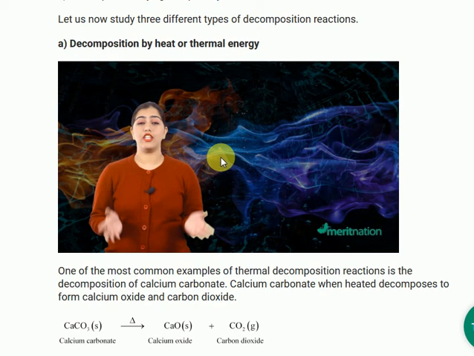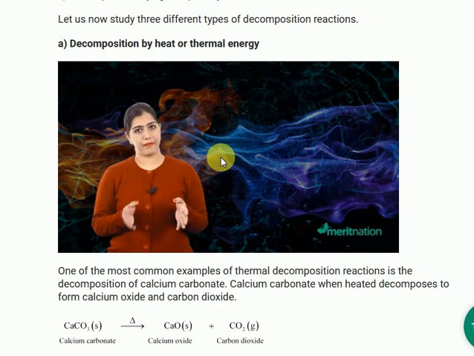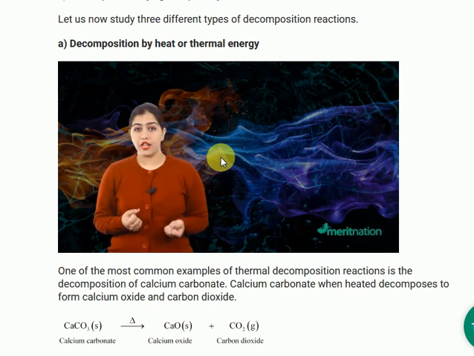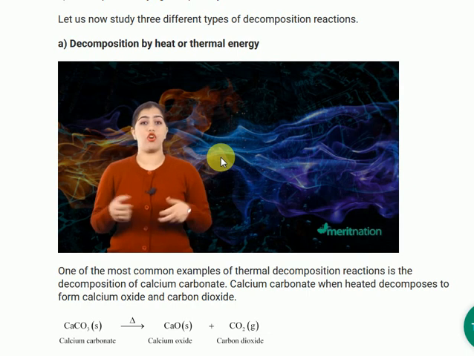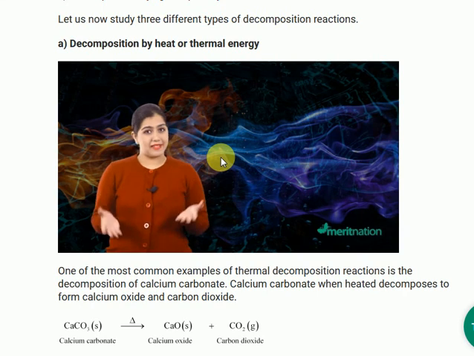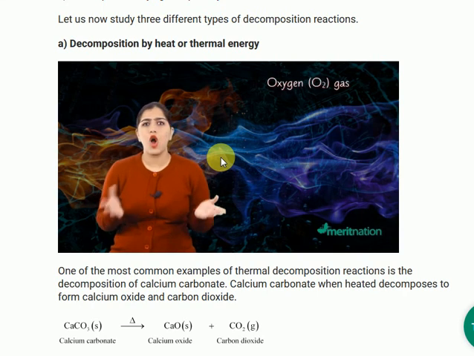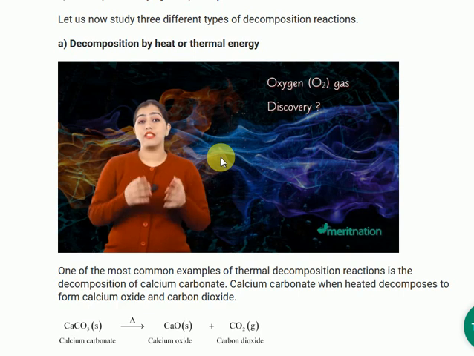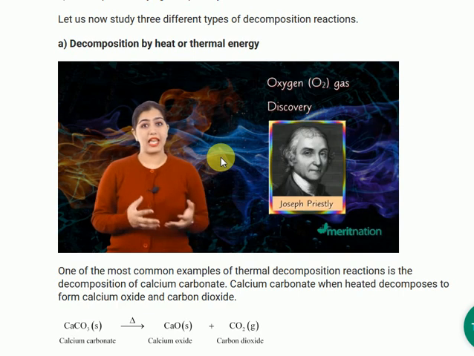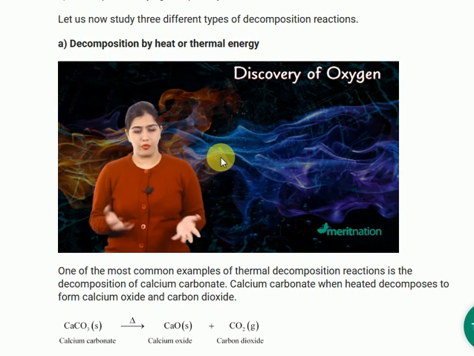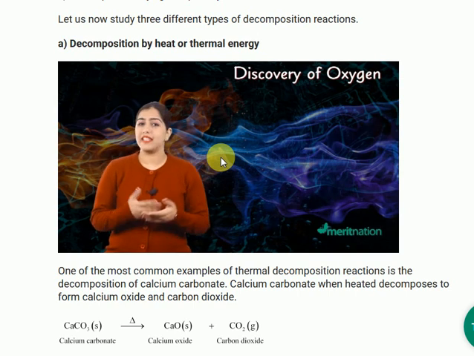Alright, today I have a question for you. Do you know which gas is very essential for humans or animals to survive on Earth? I don't know. Yes, it's the oxygen gas. And how was this gas discovered? So this gas was discovered by Joseph Priestley in the year 1774. What did he actually do? Let us try and simulate that.